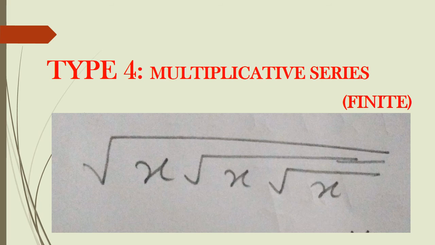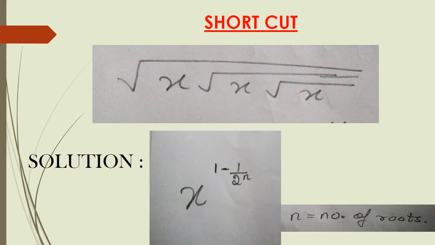Type 4, multiplicative series, finite. In these kinds of questions, you have a finite series, as you can see on the screen: under root x into under root x into under root x. Now, for this particular question, there are 3 roots. So we have a special formula to calculate it. For the shortcut method, we have a direct formula to apply, which says x raised to the power 1 minus 1 upon 2 to the power n, where x is the number given in the question and n is the number of roots.